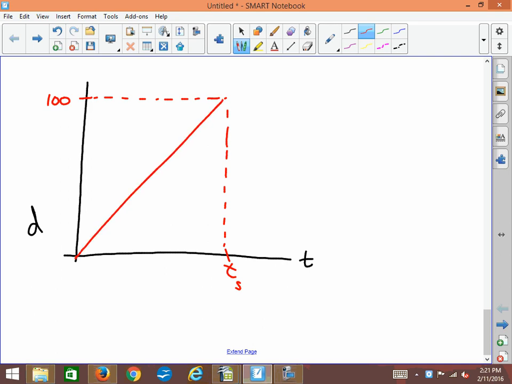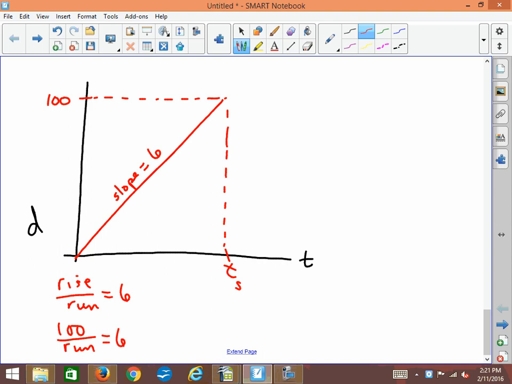So there's Stacy. But I also know something else very important about this line. I know that it has to have a slope of 6, don't I? Because the slope is 6, because that's the speed, now I know what TS is. Slope is rise over run. So I can figure out TS by doing rise over run equals 6. So 100 over the run equals 6.